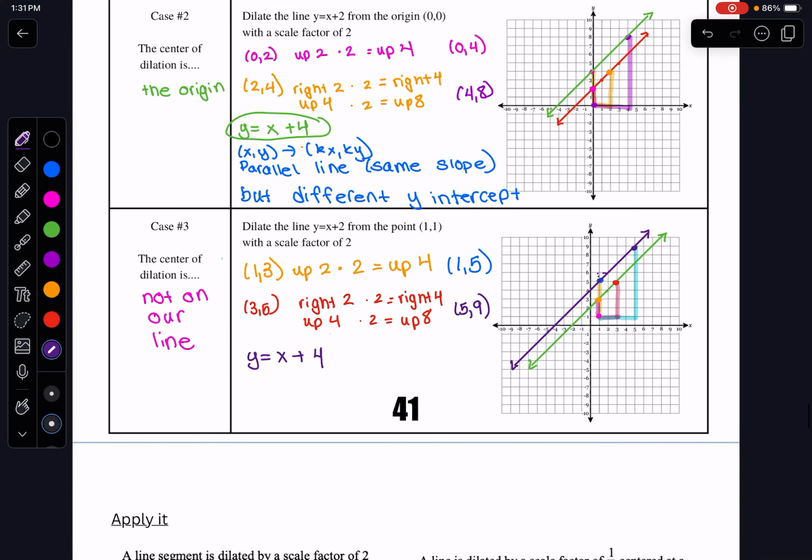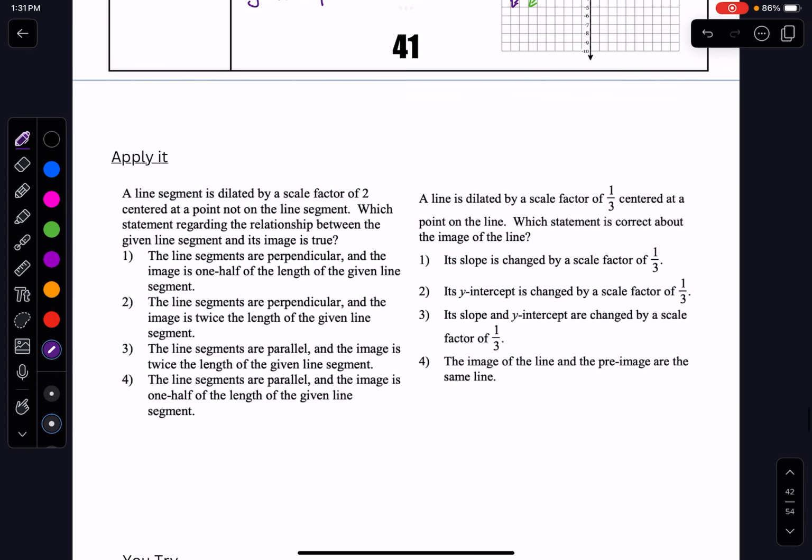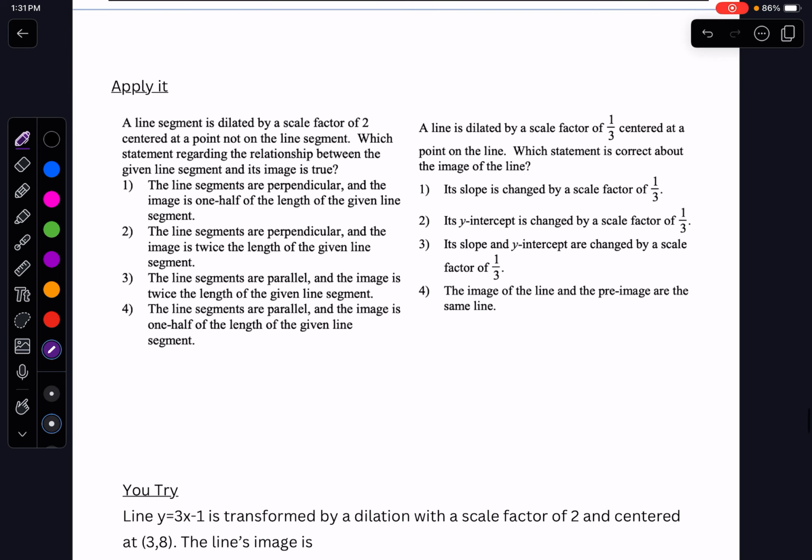So in the previous video, we went through the 3 different cases. So now let's use some practice. The first thing you always want to check is if the center is on the line. So let's apply these 3 cases to these 2 regions questions.